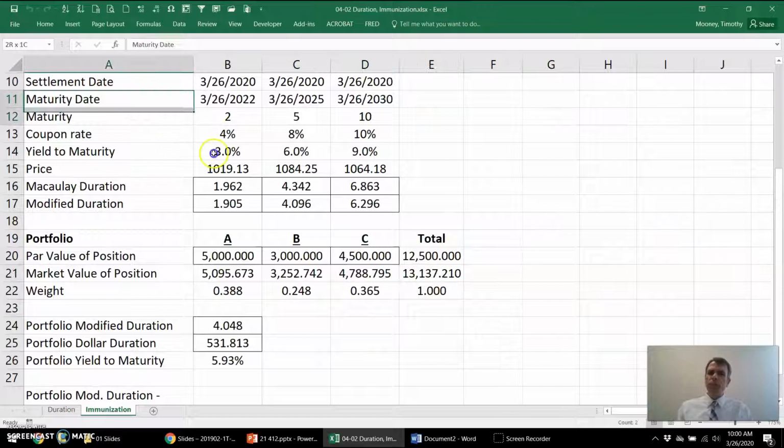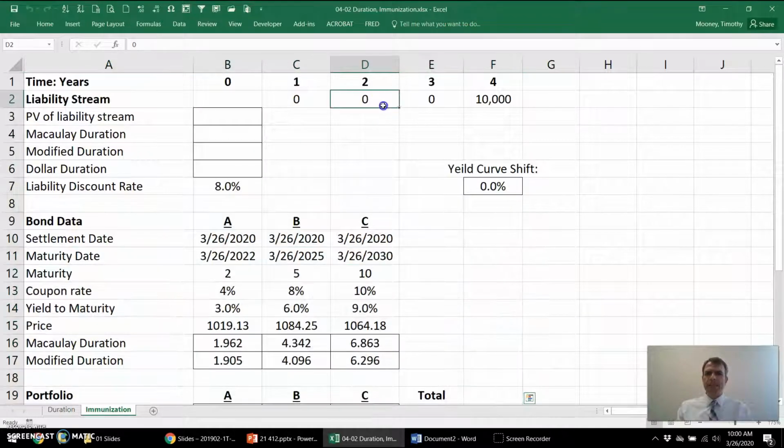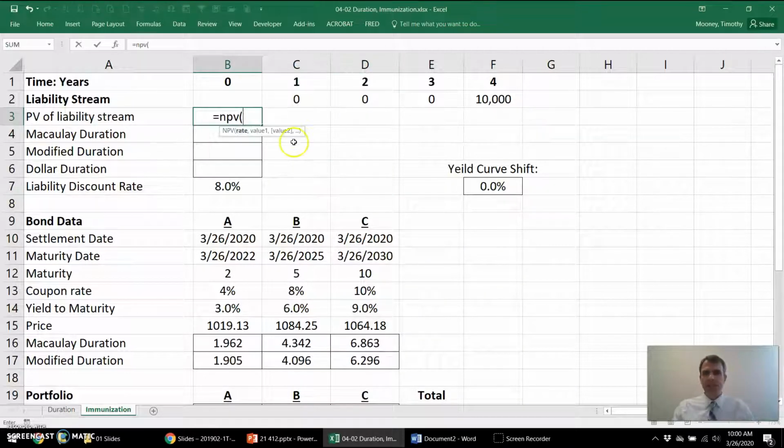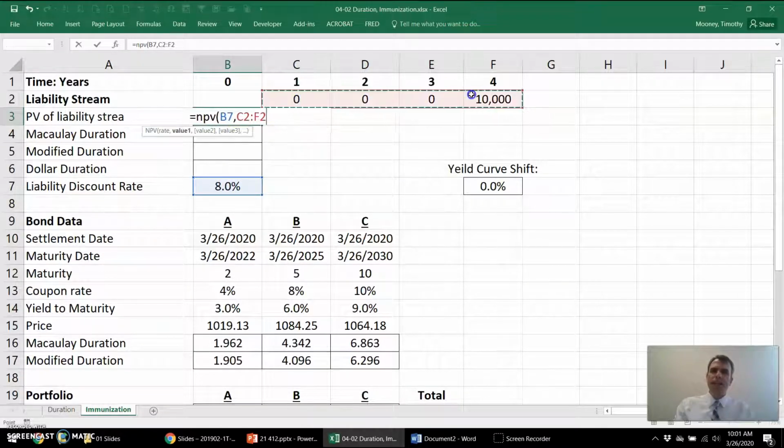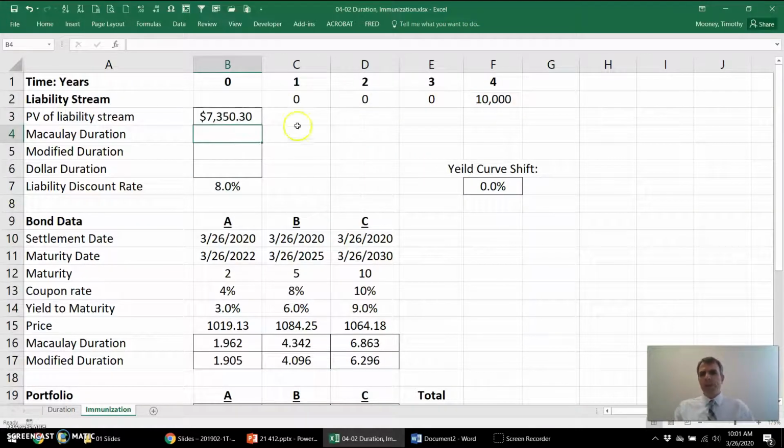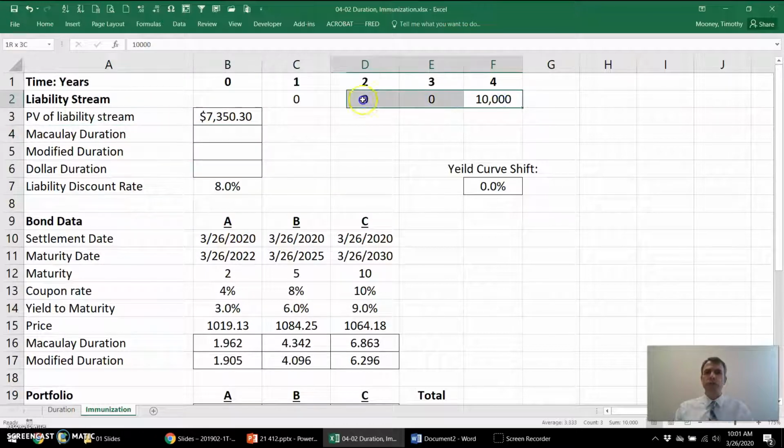So what we're going to do is create a portfolio of these three bonds to match this liability stream. And we know how to find the present value of this liability stream. We could use the NPV function. It's also just one cash flow. So if you just take the present value of that $10,000 cash flow 4 years from now, these liabilities are worth $7,350 today. We talked about the Macaulay duration of just a single cash flow, like a zero coupon bond. 100% of this liability stream's cash flows happen at year 4.